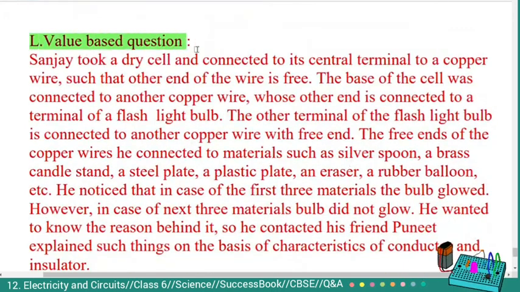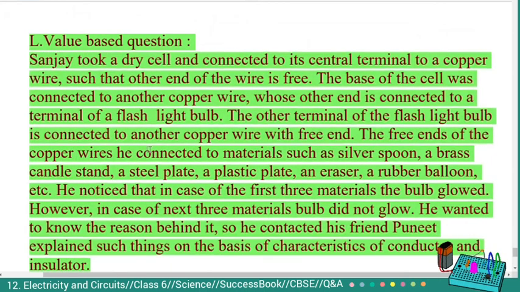Next section L, value based question. Here we will see one incident. Sanjay took a dry cell and connected its central terminal to a copper wire such that the other end of the wire is free. The base of the cell was connected to another copper wire whose other end is connected to a terminal of a flashlight bulb. The other terminal of the flashlight bulb is connected to another copper wire with a free end. The free ends of the copper wires he connected to objects such as a silver spoon, a brass candle stand, a steel plate, a plastic plate, an eraser, a rubber balloon, etc.